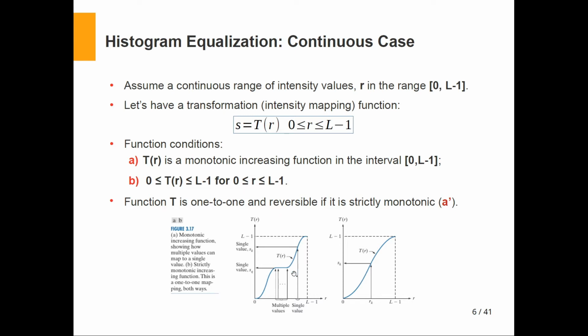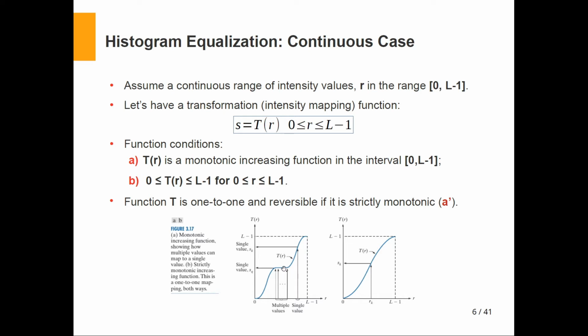So this is an example of a monotonically increasing function. In different parts of this function we have different properties. For example, in this part and in this part, as you can see, it is strictly monotonic, which means that there is a one-to-one correspondence between any pixel in the input intensity range and the output intensity range. So in these two regions, the correspondence is one-to-one and is reversible.